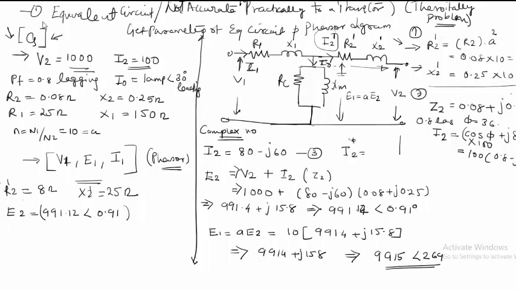If you are starting here, your E1 will be lying somewhere here in this case, making an angle of 269 degrees. So your V1 will probably be lying somewhere here. So this was your E1, and your E2 would be lying somewhere like this. So that's all about solving. What you have got is your E1, which is 9915 making 269 degrees.